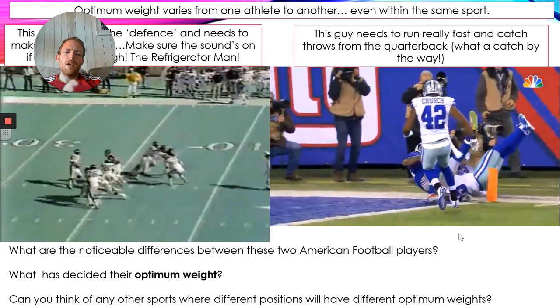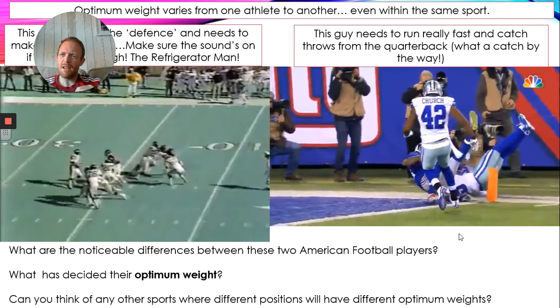But he needs to run down the wing, catch the ball from the quarterback, and he needs to be really fast. Is he going to be able to run that fast and get away from Church, who his marker is there, if he's the size of a refrigerator? Yeah, but at the same time, is a refrigerator going to be able to stop those plays from the opposition? Is he going to be able to make crucial tackles or dive for the line as well if he's not the size of a refrigerator?